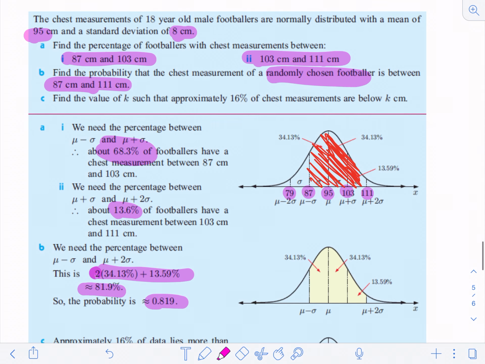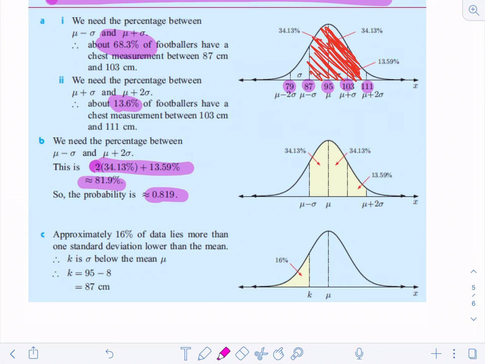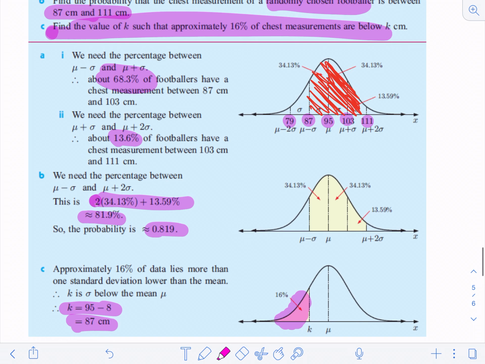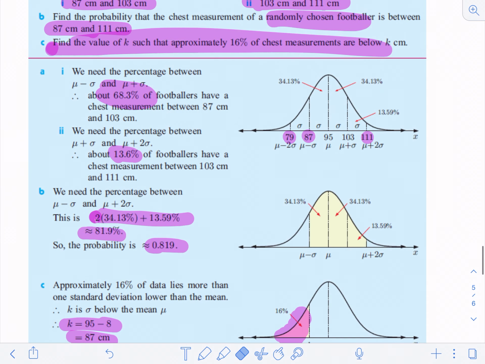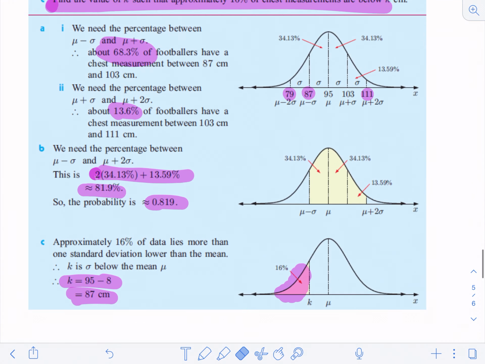And it says find the value of K such that approximately 16% of the chest measurements are below K. Well, where would that be? Well, 16% below, we know that's this part of the curve right here. And what is that going to be? Well, that's going to be 95 minus 8, so it's going to be 87. So only 16% of the footballers are going to have a chest measurement below or less than 87 centimeters.